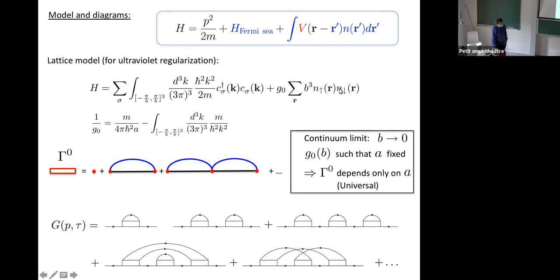And then we have an on-site attractive interaction. So G0 is negative. When the spin up and spin down are on the same site, they will attract each other with a strength G0. Now, of course, we want to take the continuum limit.